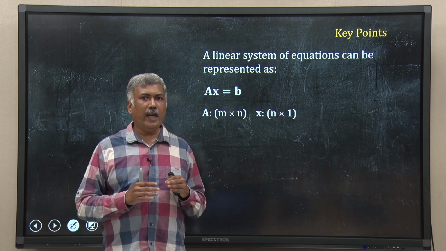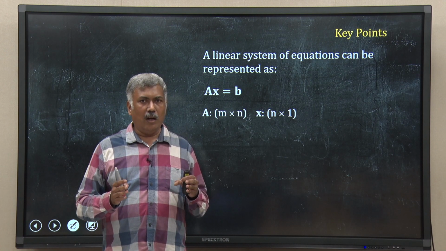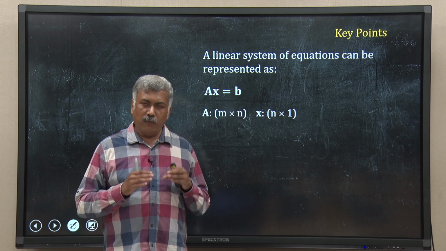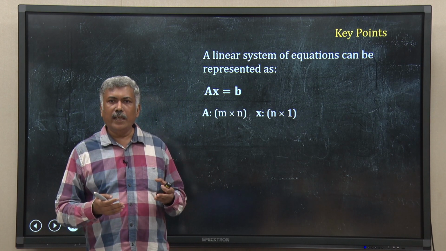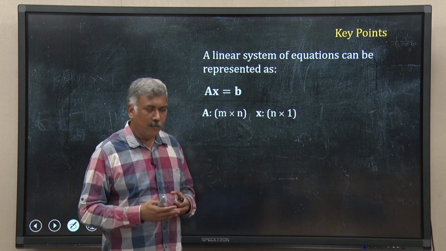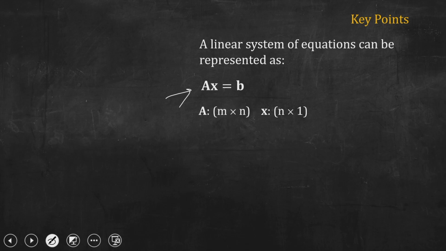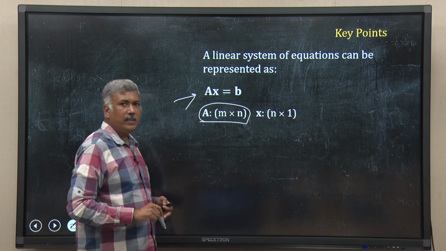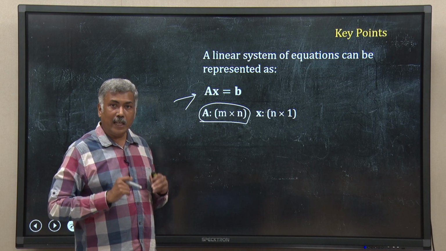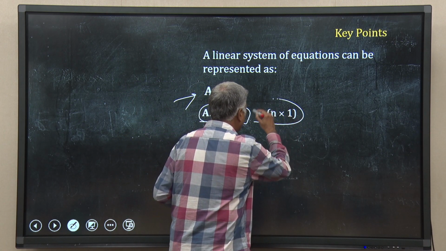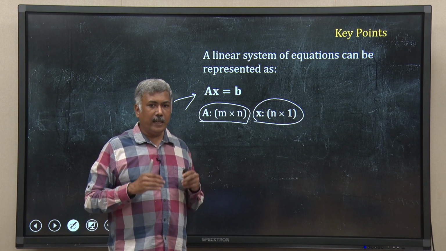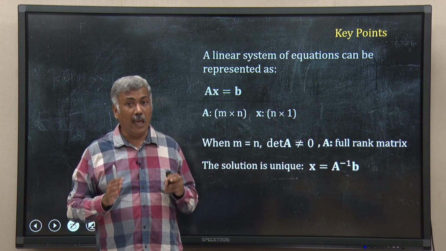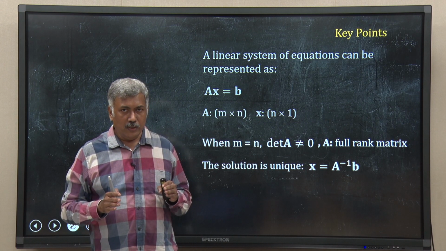In this lecture, we have tried to understand the solution of a linear system of equations. First we started with what is a linear system, right, and then we learned how to represent a system of linear equations in terms of linear algebra using matrix and vector as A x equal to b, where A is the coefficient matrix of m into n dimension, m is the number of equations, n is the number of variables or unknowns, whereas x is the variable vector having n into 1 size.